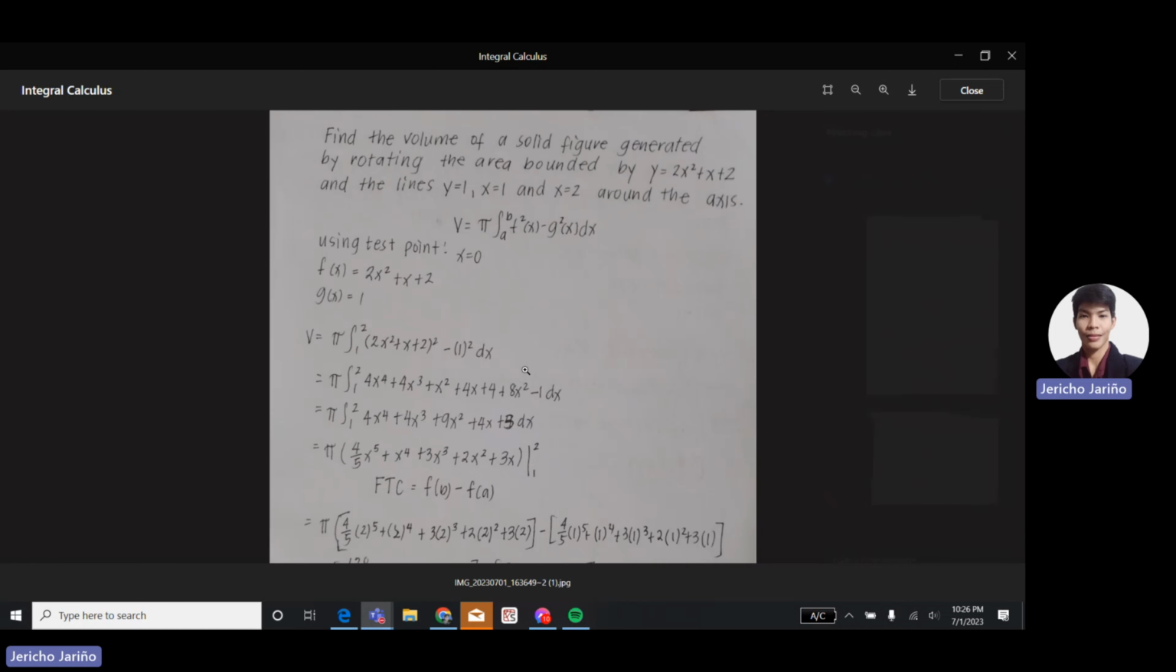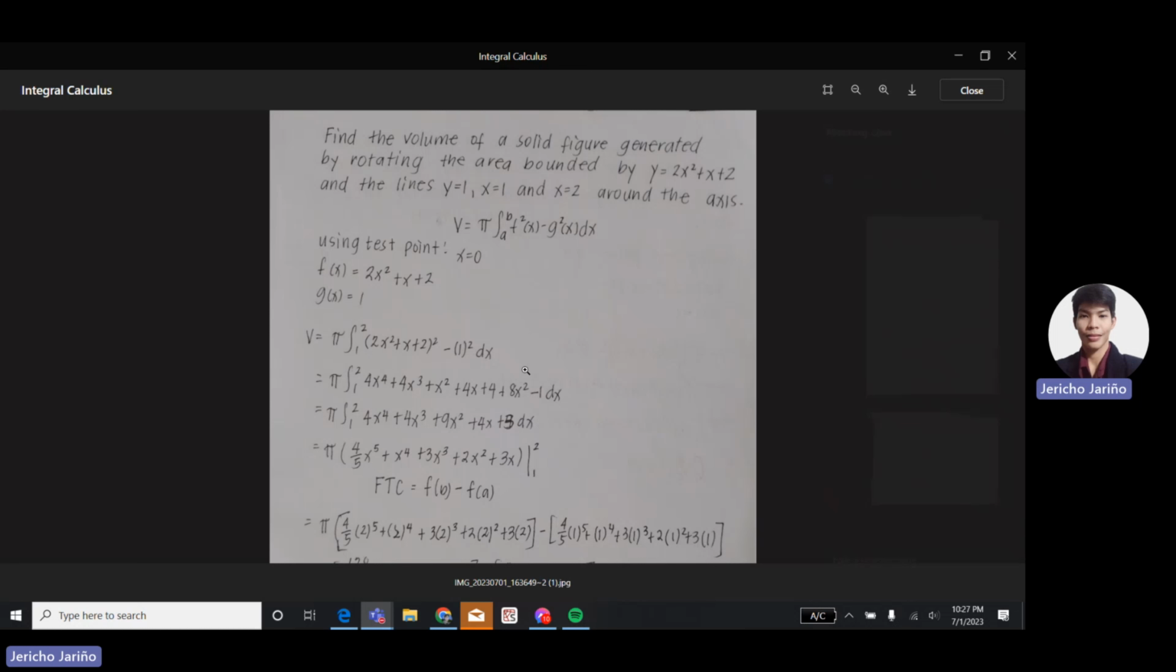So π times the integral of 4x⁴, which is 4/5 x⁵, plus the integral of 4x³, which is x⁴, plus the integral of 9x², which is 3x³, plus the integral of 4x, which is 2x², plus the integral of 3, which is 3x, from 1 to 2. So it will be π times 4/5 x⁵ + x⁴ + 3x³ + 2x² + 3x from 1 to 2.